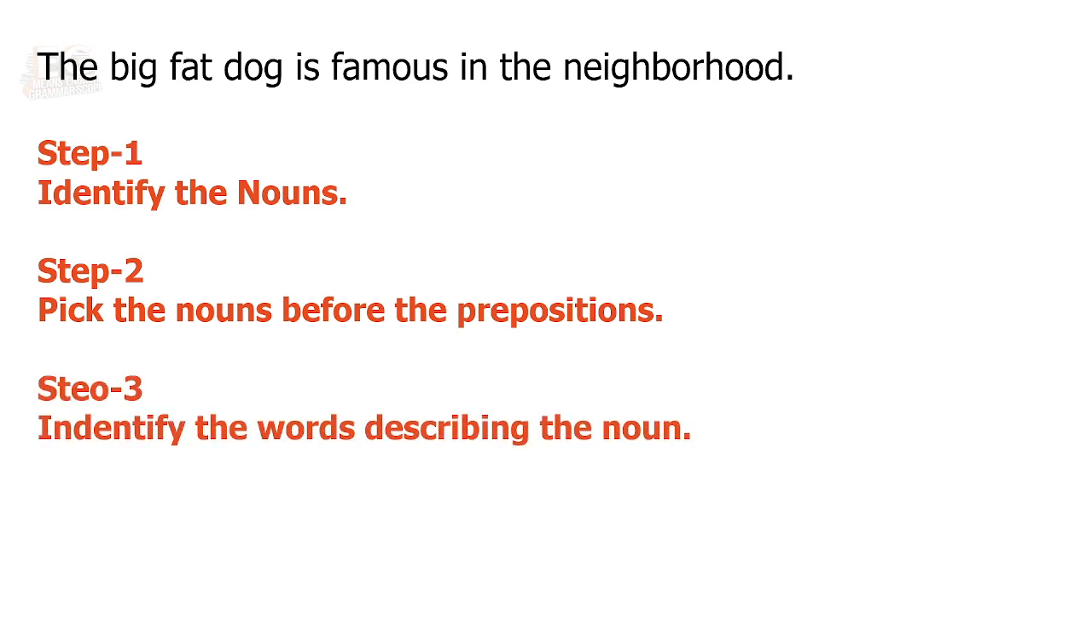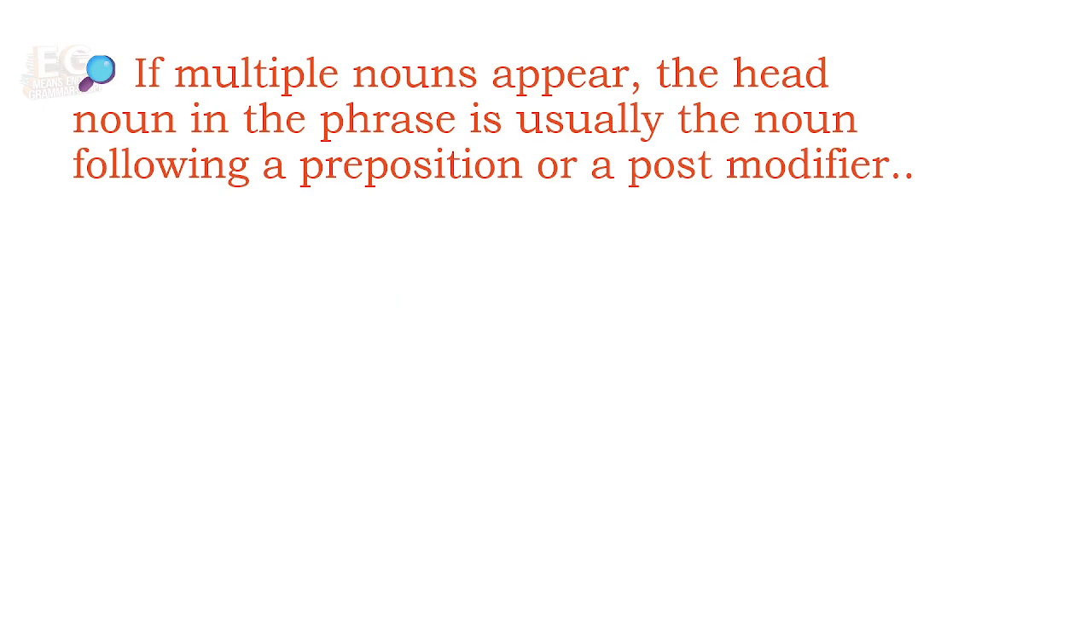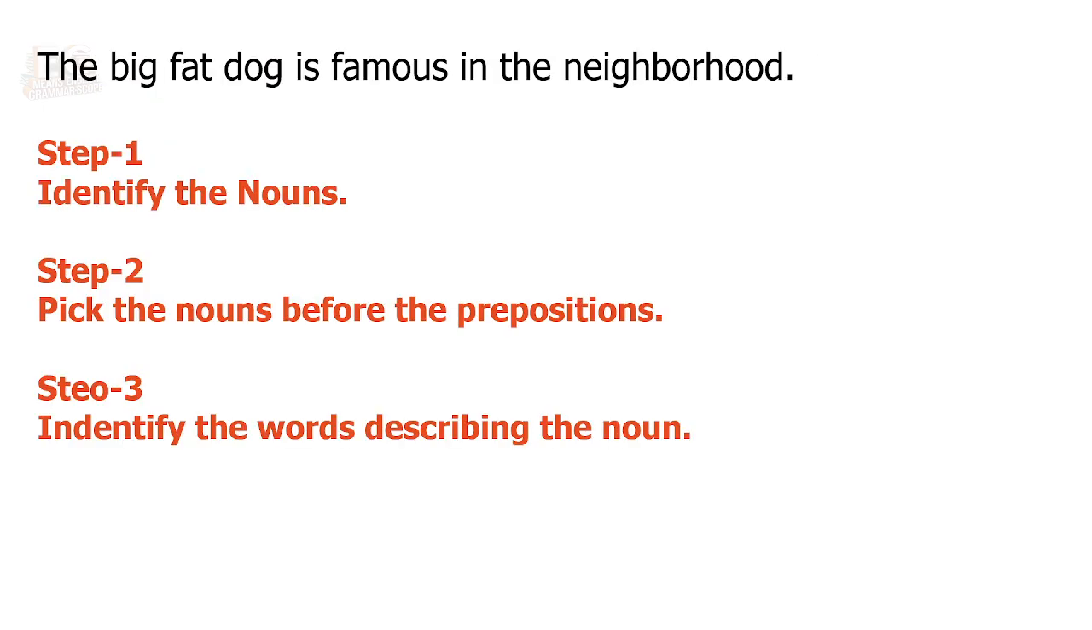Now, pretty simple. Identify the words describing the noun, the other words which are giving us detail about the head noun. That is the big fat, right? So that's how we can identify a noun phrase in a sentence. In this sentence, the big fat dog is a noun phrase. All right?